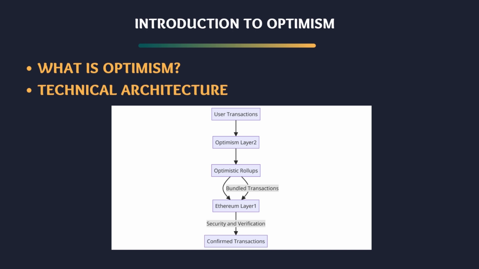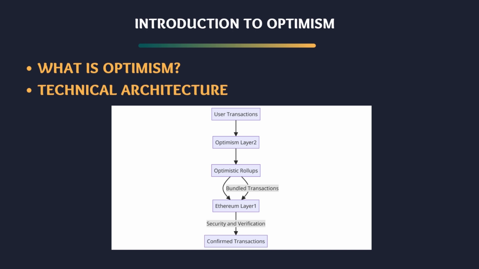3. Optimistic rollups. Within Layer 2, optimistic rollups are used to bundle multiple transactions into a single batch. This significantly reduces the number of individual transactions that need to be processed by Ethereum's main chain. 4. Ethereum Layer 1. These bundled transactions are then recorded on Ethereum's Layer 1. This ensures that all transactions benefit from the security and decentralization of the Ethereum main chain. 5. Confirmed transactions. Finally, the Ethereum main chain processes these batches, ensuring security and verification before confirming the transactions.